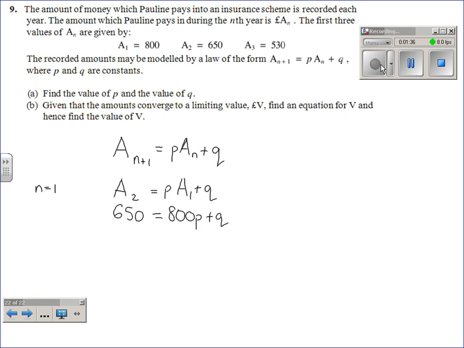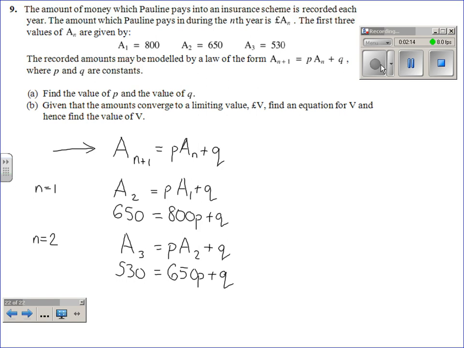And you might think, oh, how did I know to do that? Well, it's the only formula you've really been given, and it's got P and Q in it, so you need to use that because your aim is to find P and Q. Now if we move on where n is 2 and substitute back into the top equation, 2 plus 1 is 3, and then we've got A of 2 times P plus Q. Here we know the third term was 530. A of 2, the second term, is 650. 650 times P is 650P plus Q.